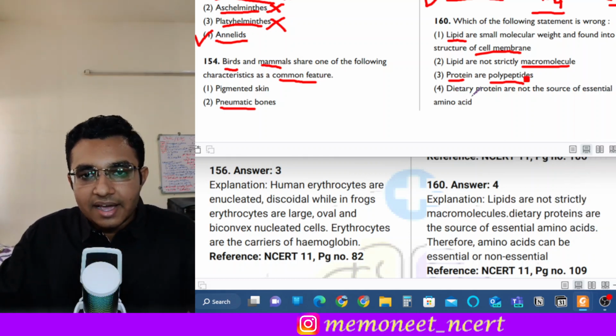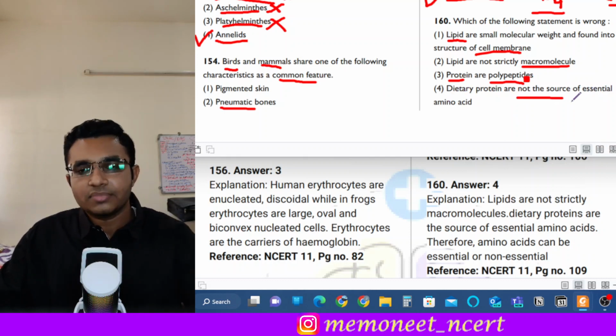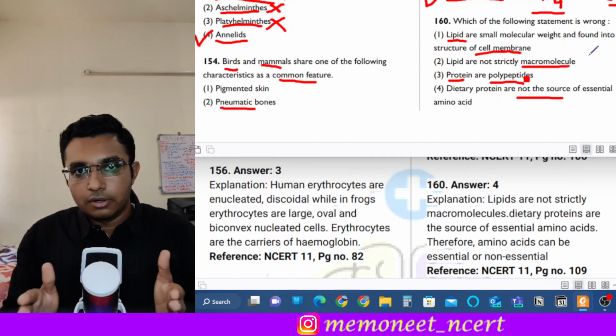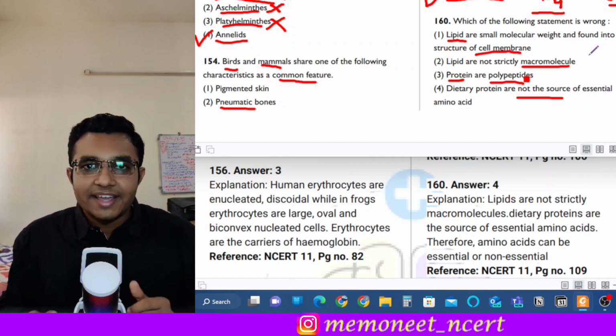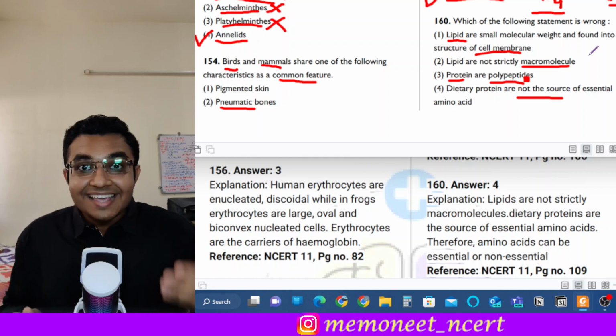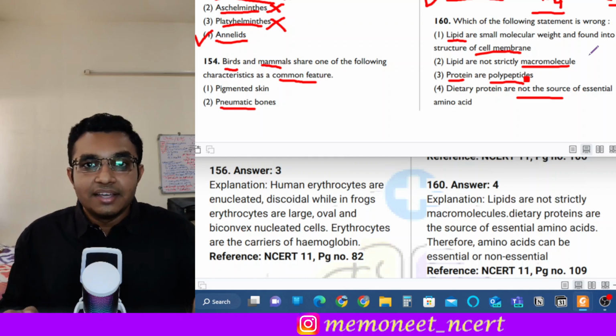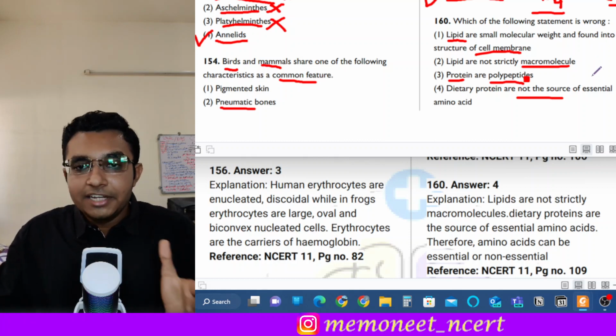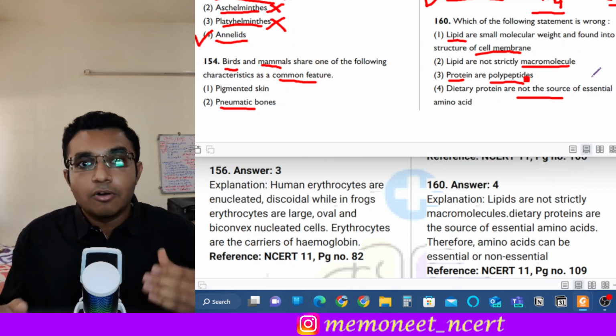Next is dietary proteins are not the source of essential amino acids. Now see, there are two types of amino acids, essential and non-essential. So why are they called essential? Because it is essential for us to take them in our diet. They are given by our diet. They are not produced in the body. The amino acids which are produced in the body are called non-essential.